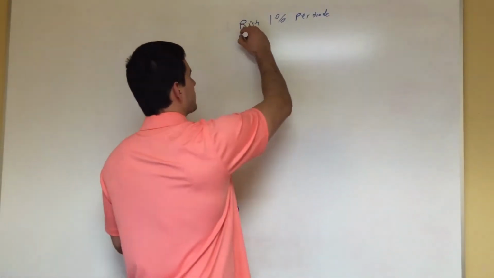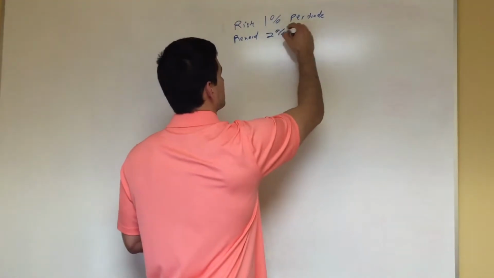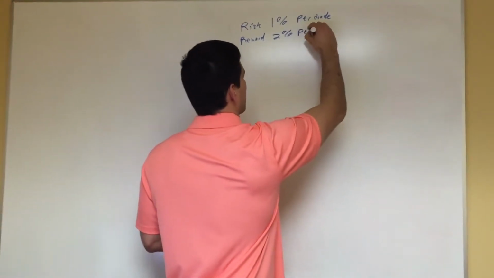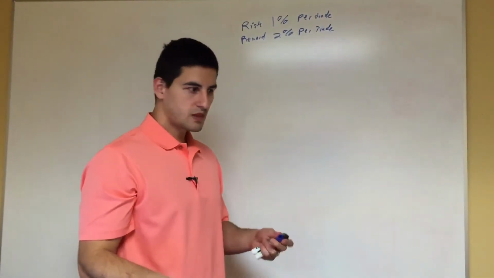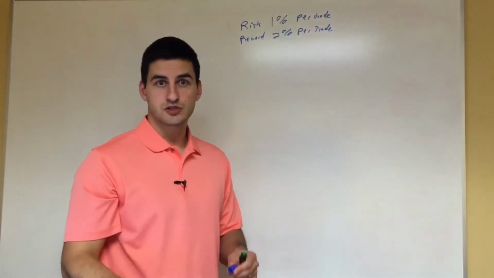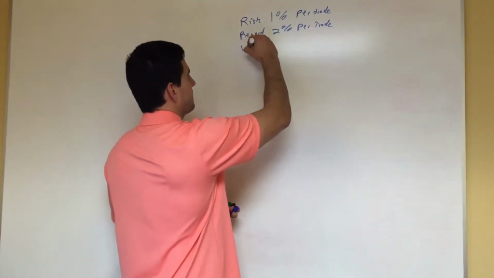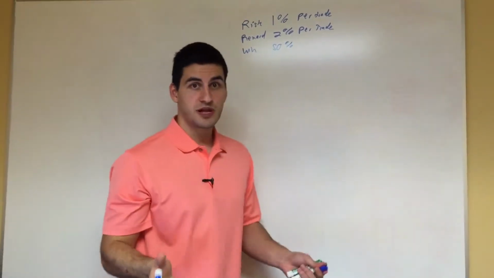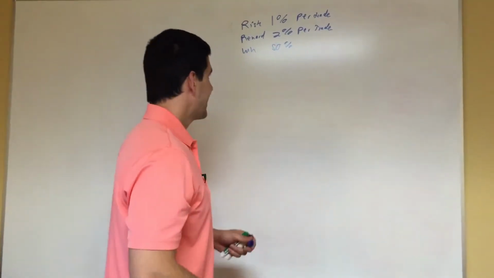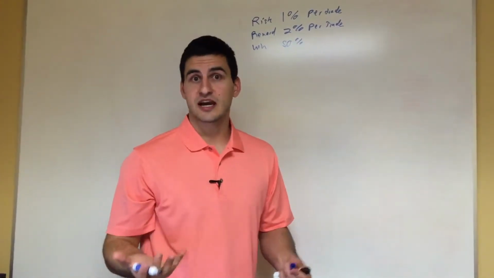And then your reward will be 2% per trade. So it's a nice risk of 2 to 1. You lose $1, you win $2. You win twice as fast as you lose. And then you're going to win about 50%, which means for every 10 trades you place, you're going to lose 5.